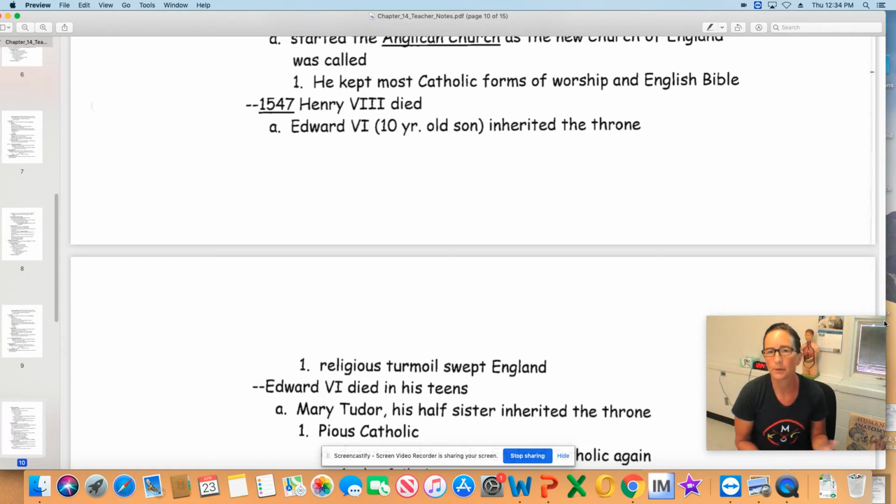Out of all those marriages, he'll really only have 3 surviving heirs: Bloody Mary, or Mary Tudor, Queen Elizabeth, and then the son Edward. Edward will not live very long. He'll die in his teenage years. And 2 wives will be beheaded. Edward VI, Henry's 10-year-old son, will inherit the throne. Henry will die in 1547, which is 20 years after the initial request to have his marriage annulled.